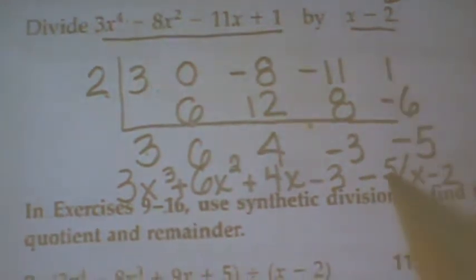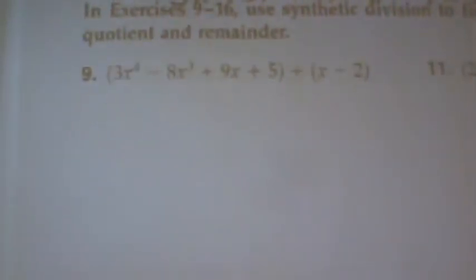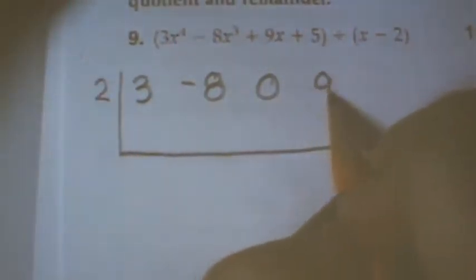You put your remainder over the divisor. Okay, so we're gonna try the next 3 together. Number 9. Help me out, what do I do? You take the opposite of that, and then do what? Now you take the dividend. Tell me what numbers to put across. 3, 3, -8, 0, 9, 5.